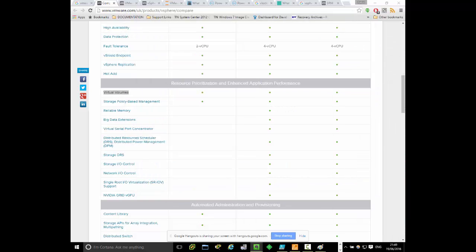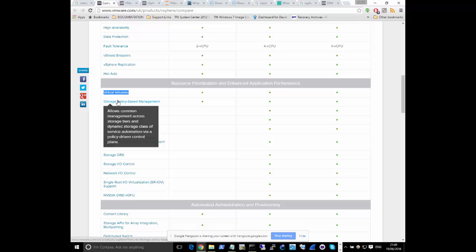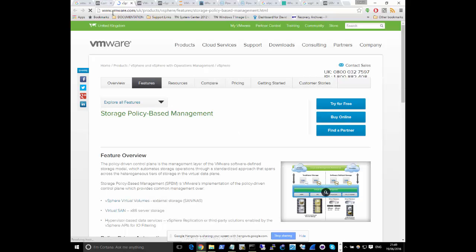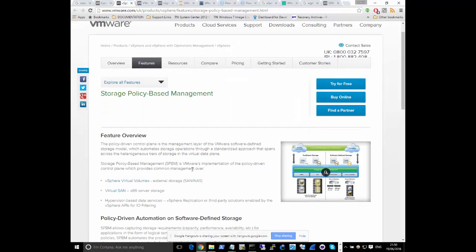In other words, sometimes IT people will just explain stuff, we just make stuff complicated whenever we're explaining them. So this one, I will have more information when we start explaining it. So storage policy based management allows common management across storage tiers and dynamic storage class. Again, these are just terms that make things confusing for people. Does anyone understand what they mean by this? This is not clear at all. Allows common management across storage tiers and dynamic storage class of service automation, very policy driven plane.